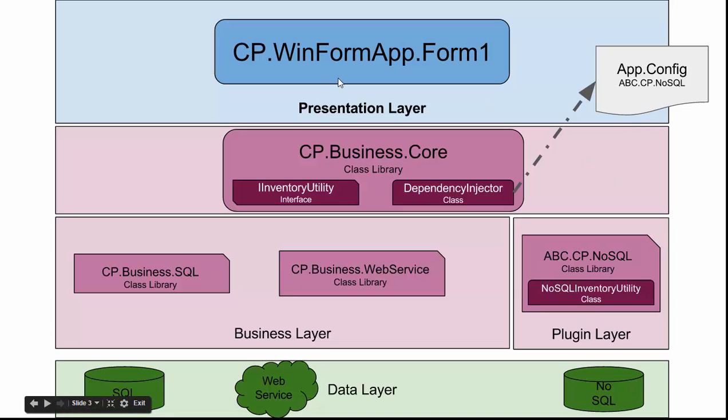So let's say we have that call to our dependency injector from our Windows Form app. The dependency injector then looks to the app config and asks, which class library do I need to look to in order to find my IInventoryUtility implementation? Inside our app config, we say you need to look for the abc.cp.nosql class library, which would be this plugin layer. So the dependency injector would go and fetch the NoSQL inventory utility class, create that instance, and present that to the Windows Form as the interface that's implemented.